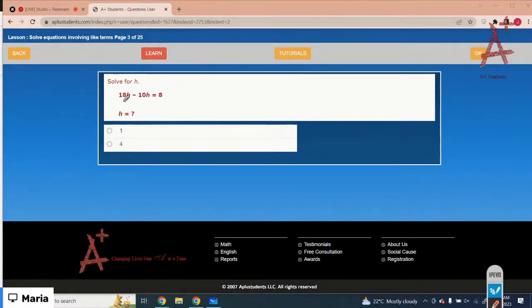So basically 18h and 10h are the like terms. Got it? Because they have the same variable h. So you have 18 minus 10. Just subtract their coefficients. So 18 minus 10 is 8. It is 8h equals 8. Got it? Now you have to remove that 8 from here.